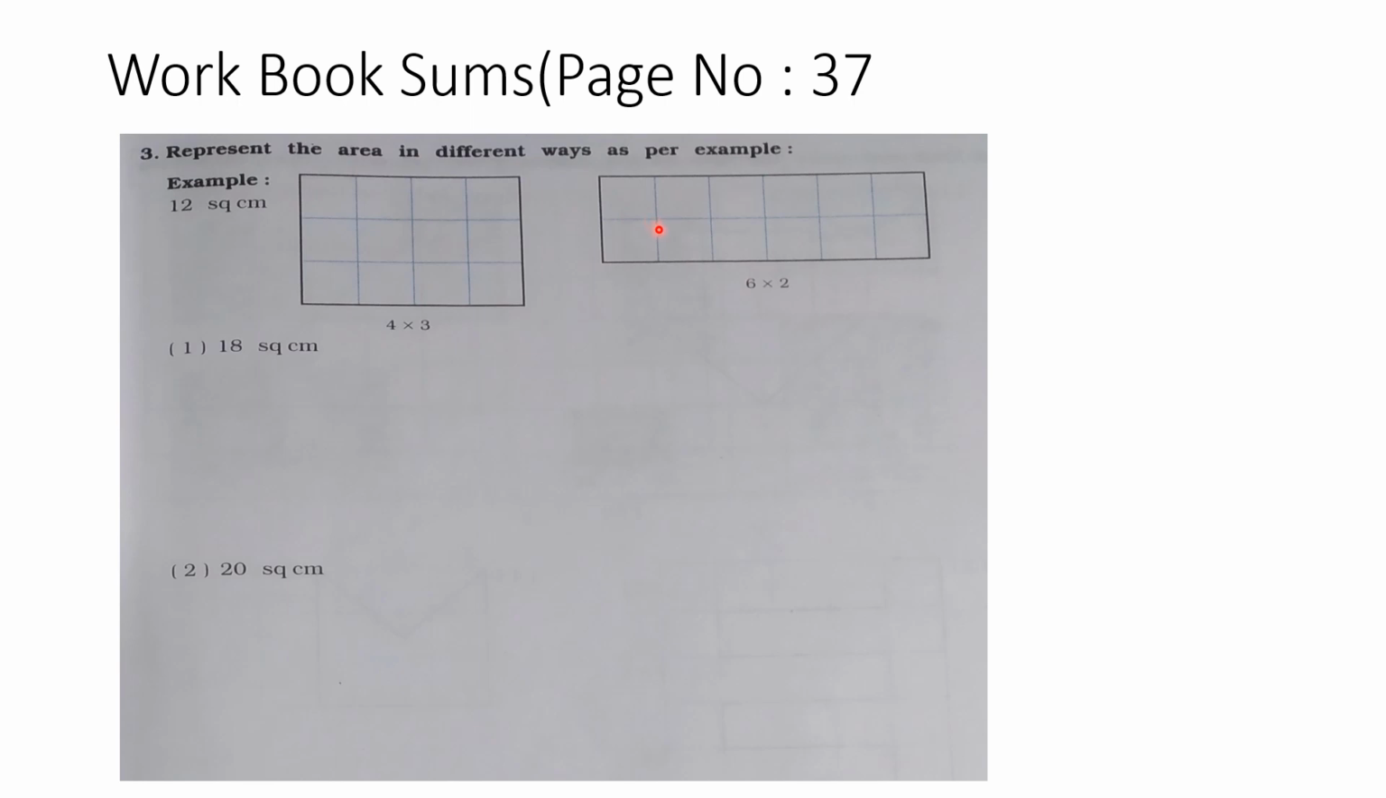It's correct. Next one, 6 twos are. So 6 is the length and 2 is the breadth. So 1, 2, 3, 4, 5, 6, 7, 8, 9, 10, 11, 12. 12 unit squares are there. So area is 12 square centimeter. Like this you have to solve the next one. So here is 18 square centimeter. So let's draw like this. We know 6 threes are 18. Okay. So I am taking here breadth is 3.